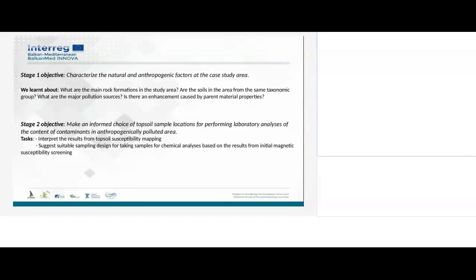The next step is to define the stage 2 objective: how to make an informed choice of topsoil sample locations in order to perform laboratory analysis of the content of contaminants in this anthropogenically polluted area. The necessary tasks are to interpret the results from topsoil susceptibility mapping and to suggest a suitable sampling design for taking samples for chemical analysis based on the results from initial magnetic susceptibility screening.